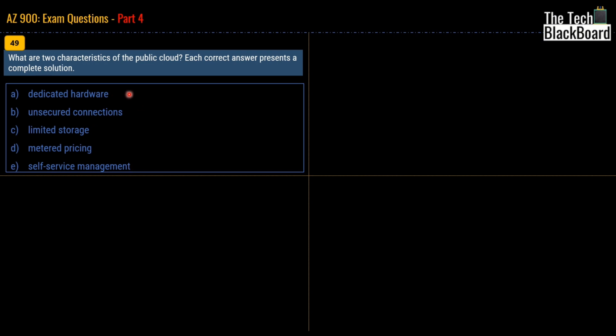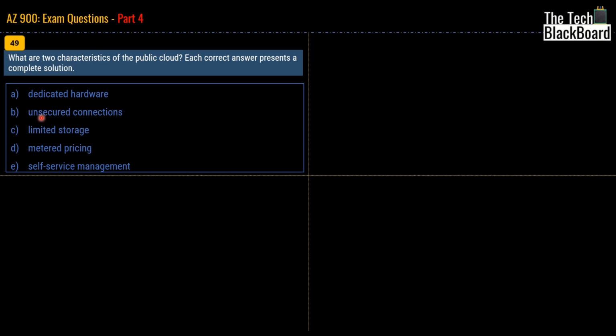So first, coming to dedicated hardware. In public cloud, you have to pay attention, it's public cloud. When we talk about public cloud, the underlying hardware is actually shared. So you could have multiple customers using the same cloud resources hosted on the same physical hardware. So dedicated hardware is not a correct option.